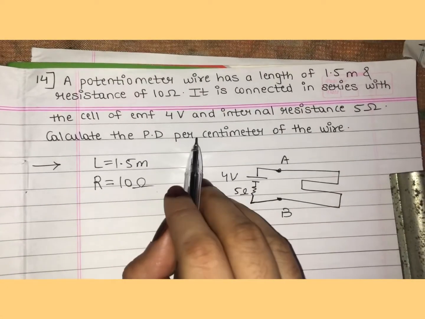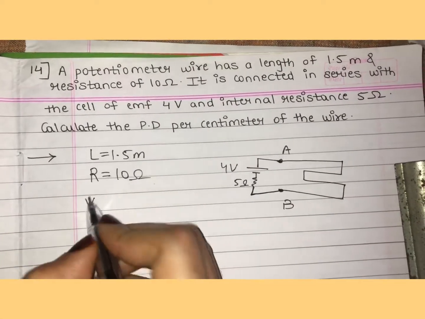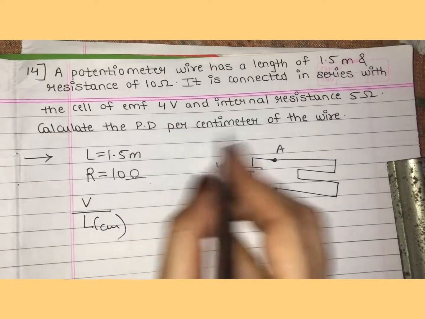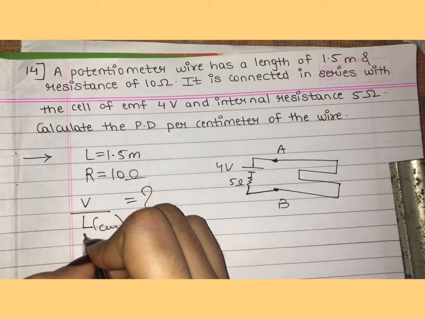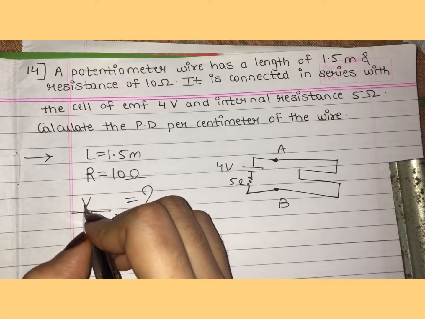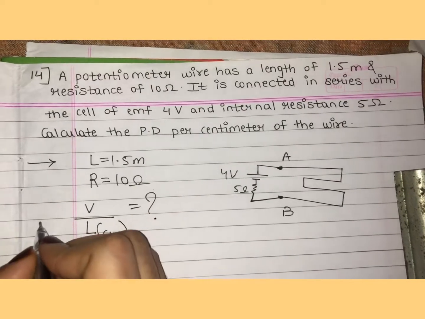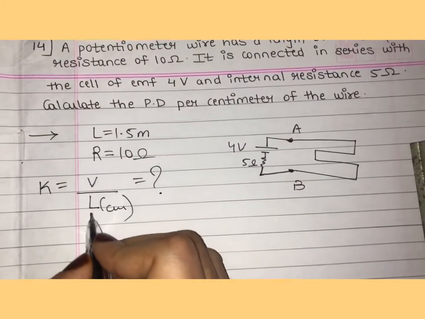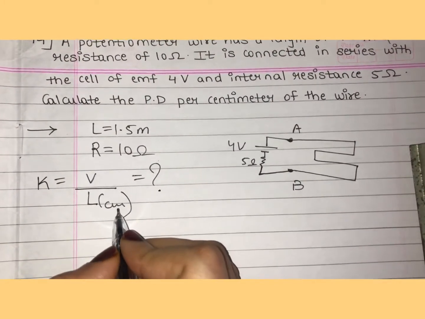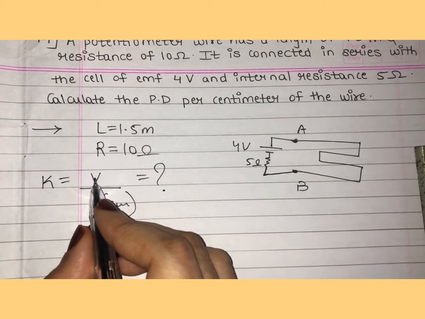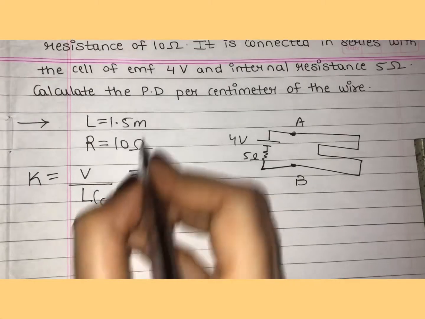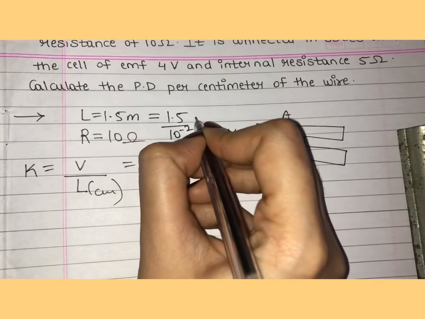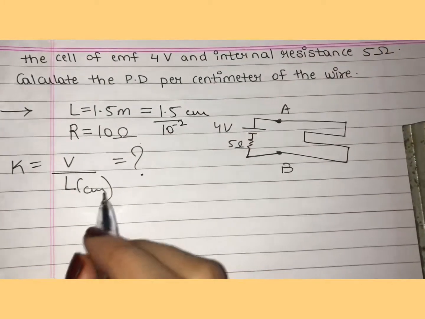Calculate the potential difference, that is V, per centimeter, so the length should be in centimeter. What is this potential drop per centimeter, or potential difference per unit length? It is nothing but the potential gradient. So it is potential difference per unit length in centimeter. I'll have to convert the length into centimeter: 1.5 upon 10 raised to minus 2 centimeter. Yeah, it got converted into centimeter.